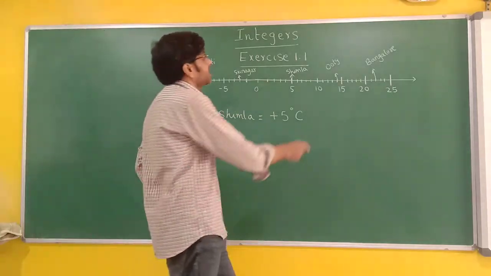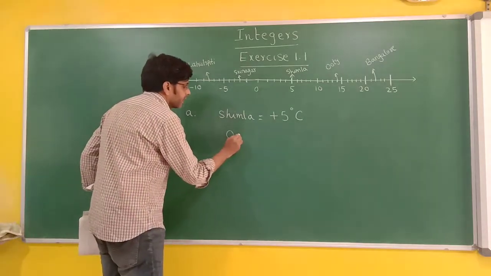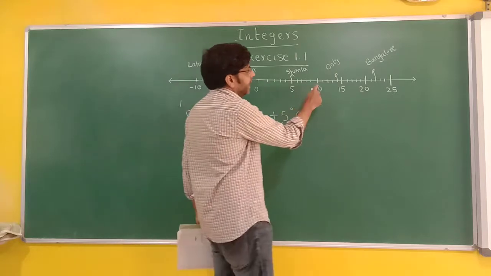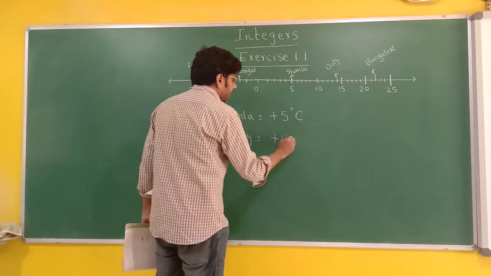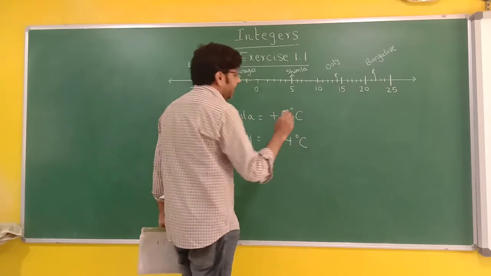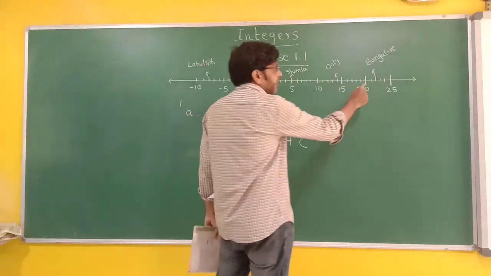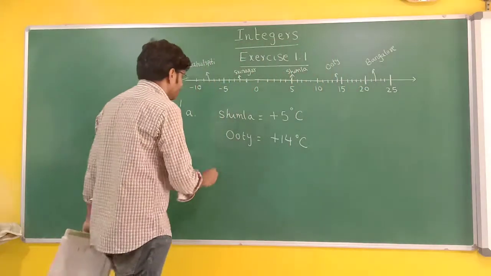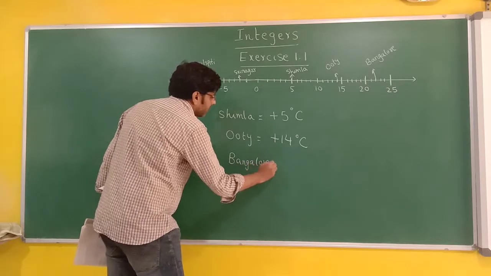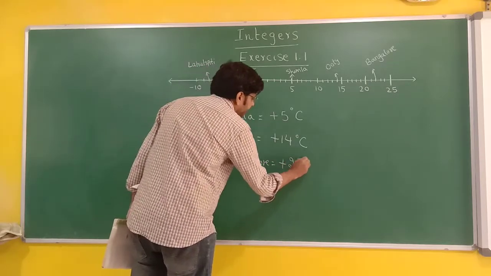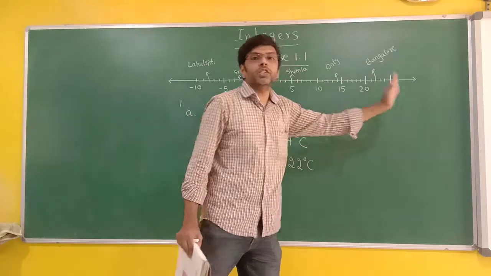Now, next, temperature recorded in Ooty. What is the temperature recorded in Ooty? See, 10, 11, 12, 13, 14. So, temperature recorded in Ooty is plus 14 degree Celsius. Next, what is the temperature recorded in Bangalore? 20, 21, 22. So, the temperature recorded in Bangalore is plus 22 degree Celsius. Why I am writing plus for these 3 cities? Because they are on the positive side.